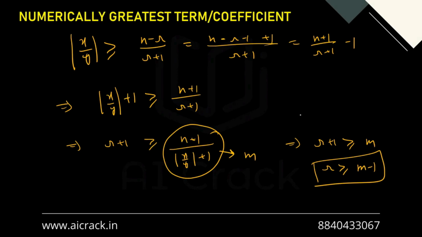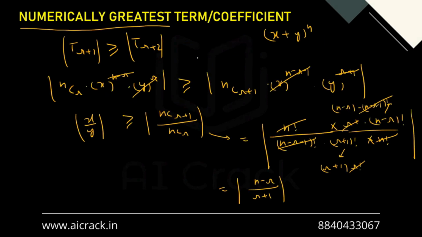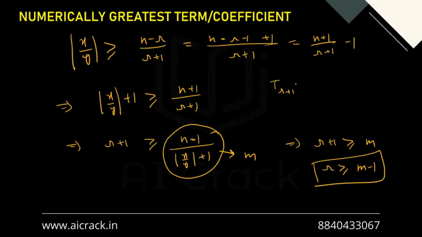Now this was just one part of the derivation. This was just T_{r+1} greater than or equal to T_{r+2}. We also have to find the second part. Now I'll just give the result because the derivation is too lengthy.